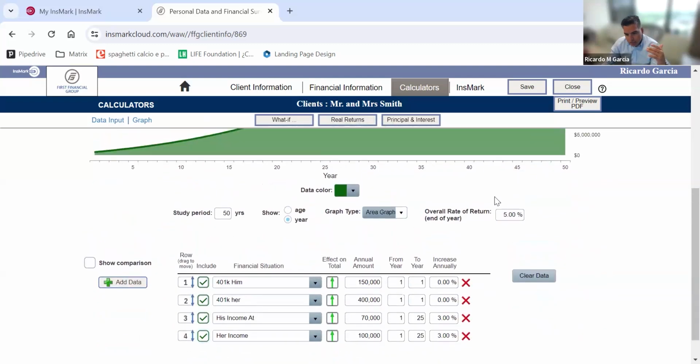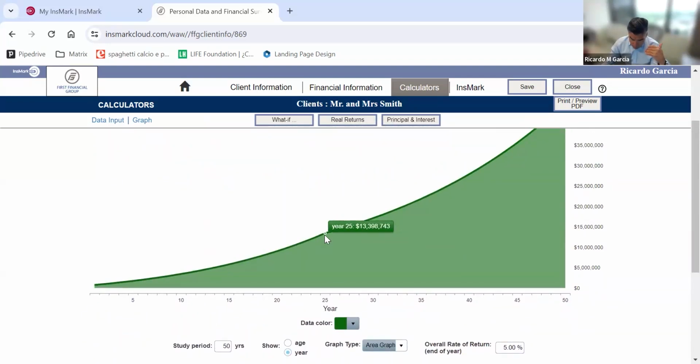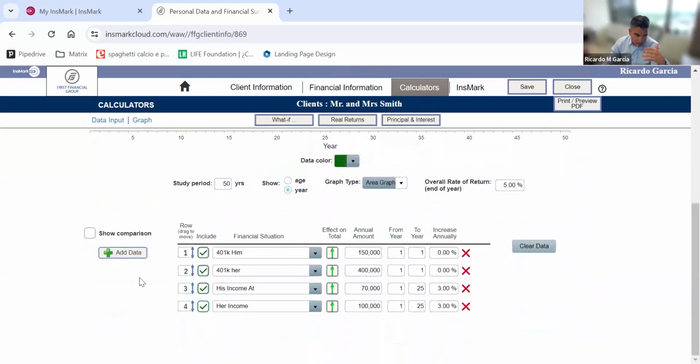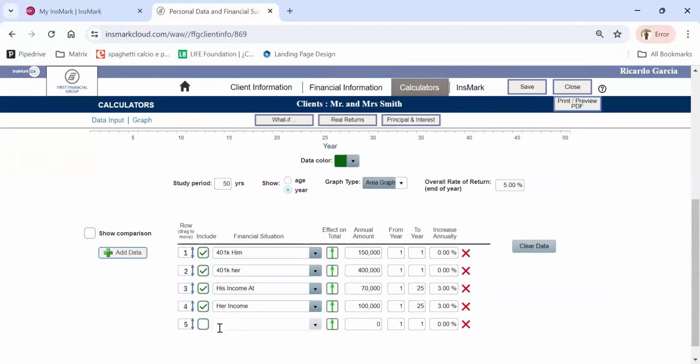But this isn't realistic, Mr. Client, because we're not accounting for what? It's called lifestyle. Yes, exactly. Lifestyle.